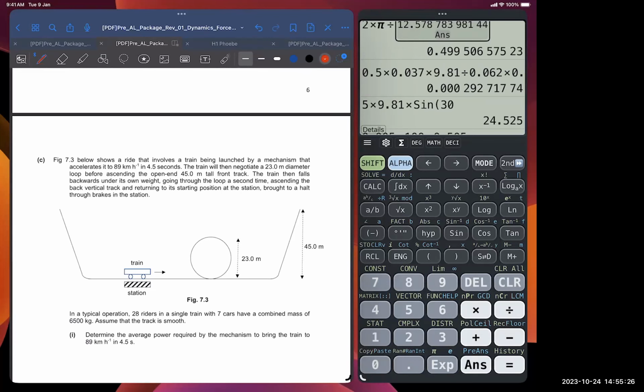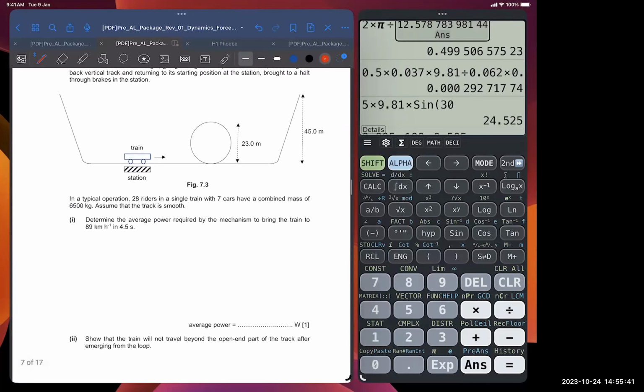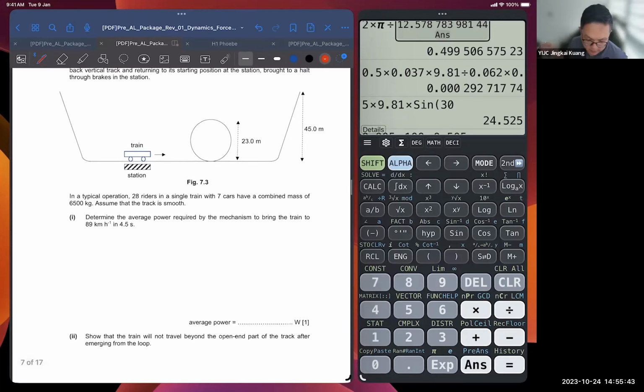We actually need the part two, the C part. 7C part 2, is it? So that train will not travel beyond the open part of the track. What is it? This one. Okay, let's see. Is there any conservation of energy for 5 meters?